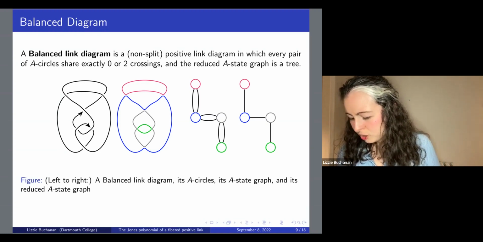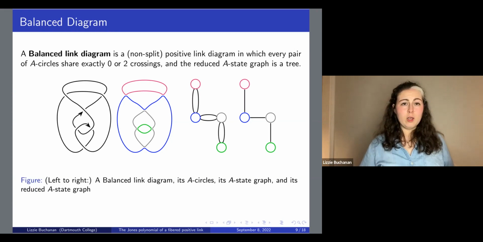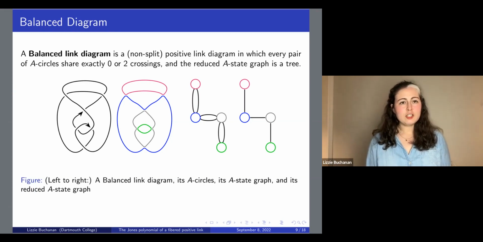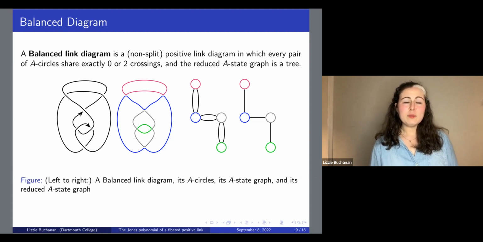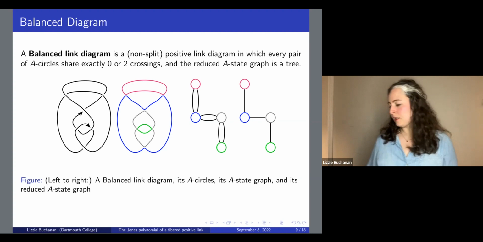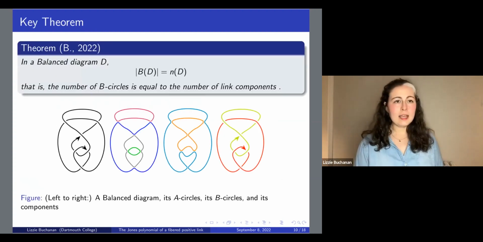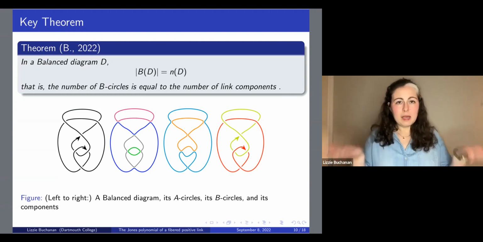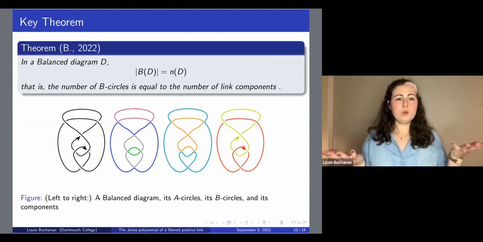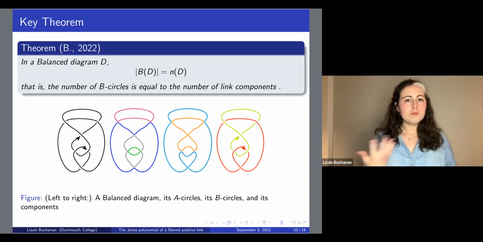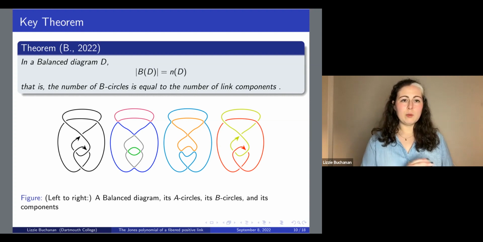And what turns out to be really wonderful about balanced link diagrams is that there's an interesting relationship between the number of B circles in a balanced diagram and the number of link components. Namely, in a balanced diagram, the number of B circles is equal to the number of link components. So we have this balance, this equality between those two quantities. And I have drawn in a picture showing that on the example that we've used before.